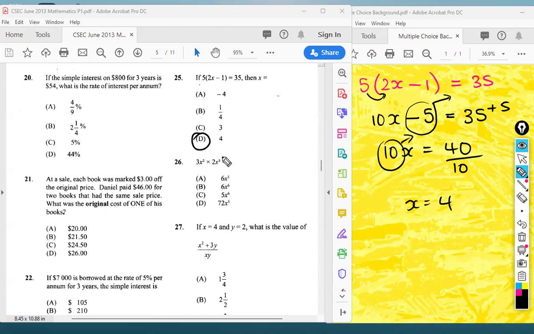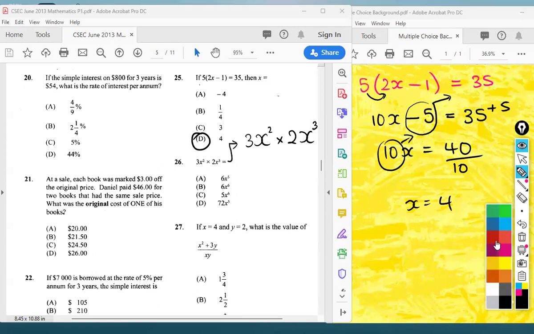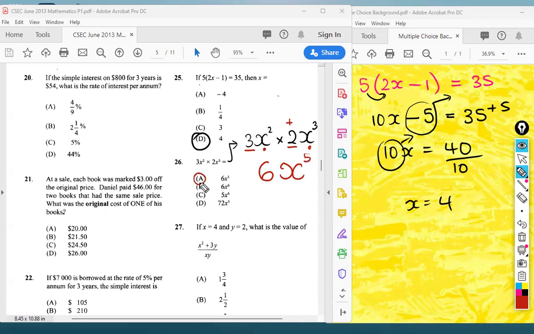Let me write back this question a little bit bigger here. So you have 3x squared multiplied by 2x to the power 3. I believe this is my exact copy of a question we did 2 weeks ago. We multiply these two first. 3 by 2 is 6. And then x squared multiplied by x cubed. The bases are the same and multiply. When you see a multiply, that means to not multiply the powers, but add the powers. 2 plus 3 is 5. The answer is A.